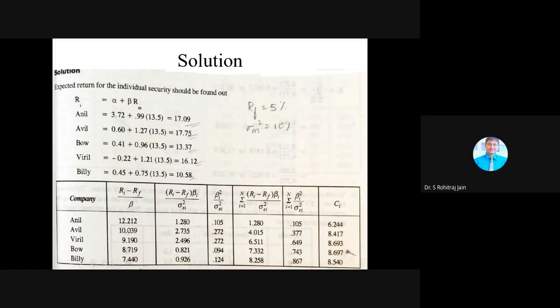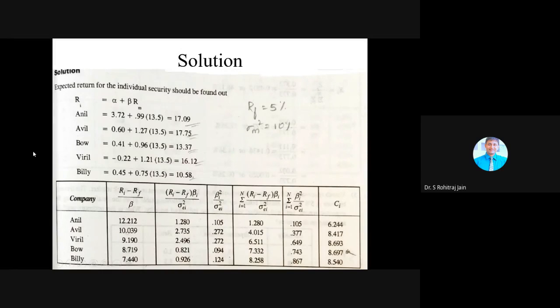Okay. So now we will go for the third stock, that is Viril. Ri for Viril is 16. All of you solve with me. 0.12 minus Rf, 5, divided by the beta value for Viril, which is 1.21. So I got the value to be equal to 9.190. Okay, clear?